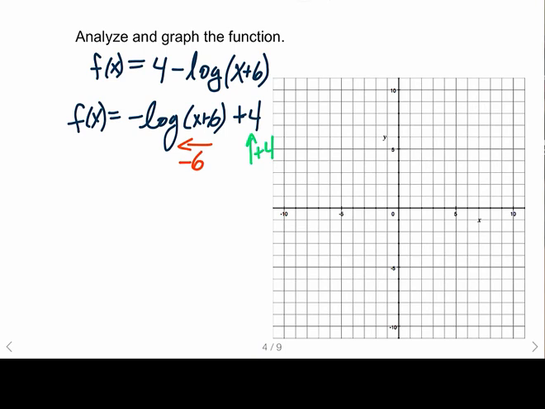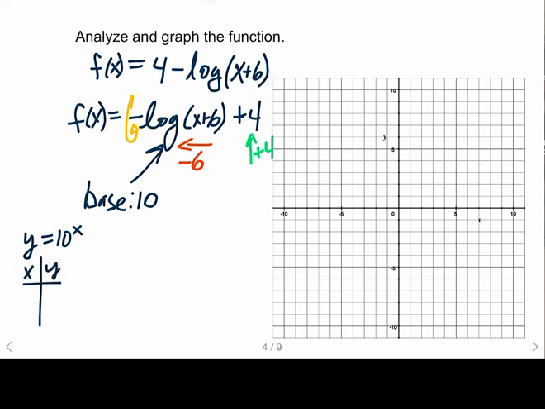Furthermore, because the logarithmic term is negative, we have a reflection. It's upside down. What's the base? The base is 10. And I know that because it doesn't have a base written. And so we could think about y equals 10 to the x and generating an xy table. If we did, we would have something like -1 maps to 1/10, 0 maps to 1, and 1 maps to 10, and reverse those points and then apply the transformations. But I'd rather think about the shape and where to put it.